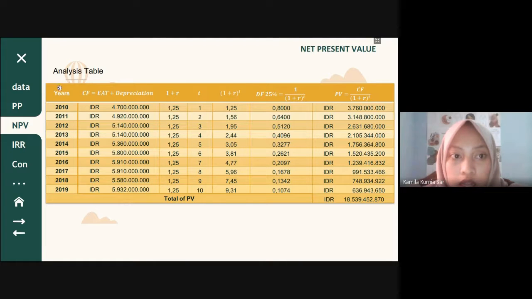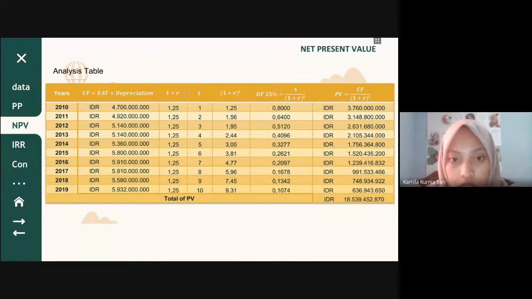The first column is year, and the second column is cash flow, or CF, which we have from the calculation in the PP method. And then we need to find the PV or present value for each year. And before we calculate the present value of each year, we need some columns to help in the calculation. First, we have the column 1 plus R, where R is the required profit rate that is given in the problem.